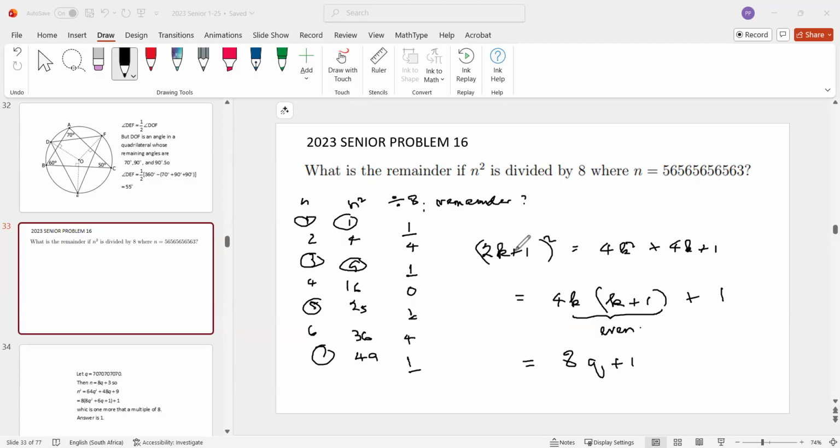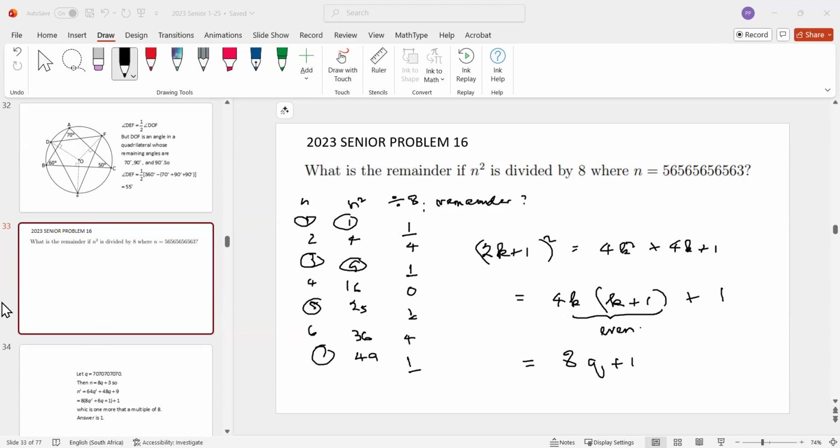So if you square any odd number, it is of the form 8q plus 1. In other words, it is a multiple of 8 plus 1. That tells you that the remainder is 1. So this is a proof that for the square of every odd number, the remainder is 1.